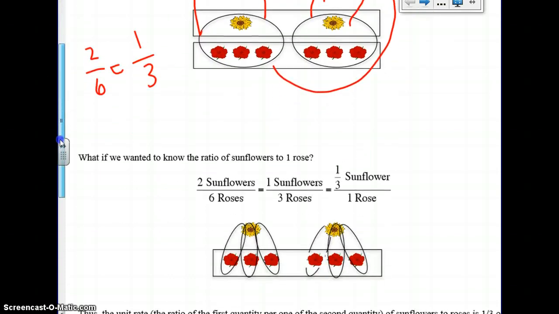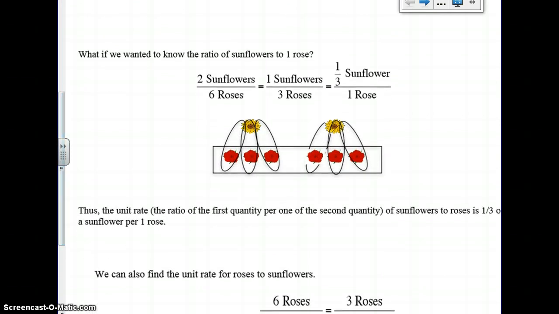Now, proceeding with this, you may want to also know how many sunflowers go with every 1 rose. Well, we know it's going to be part of a sunflower, because if the ratio is 1 to 3 of sunflowers to roses, the only way to figure out for every 1 rose is to divide this sunflower up. And that's what they're showing you here. They're saying, if I have 1 rose, since there are 3, it would get a third of the sunflower. This would get a third. This would go with a third. So what they're saying here is 1/3 sunflower for every 1 rose.